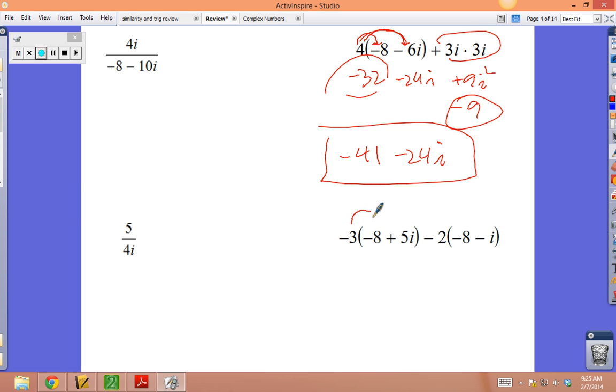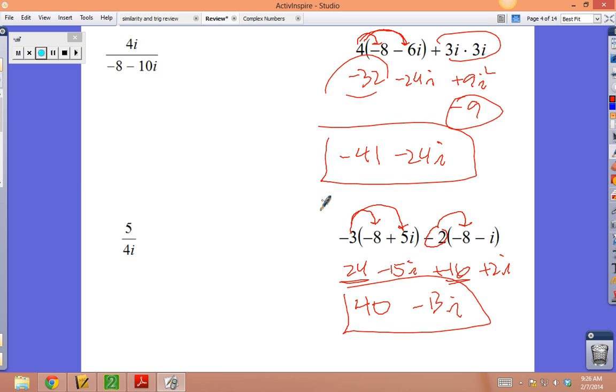Now let's go: negative 3 times negative 8, that's positive 24. Negative 3 times 5i is negative 15i. You got to distribute the negative with the 2. So negative 2 times negative 8 is going to be positive 16. Those are reals. Negative 2 times negative i is positive 2 imaginary. So now combine your reals. 24 and 16 is 40. And then your imaginaries, negative 15 imaginaries and 2 imaginaries, negative 13 imaginaries.